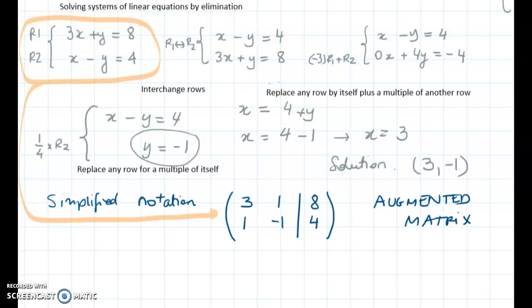And all the operations we did, we could have done them writing this simplified notation. And this is what we call the method of row reduction. And we are going to see an example of this in a second.